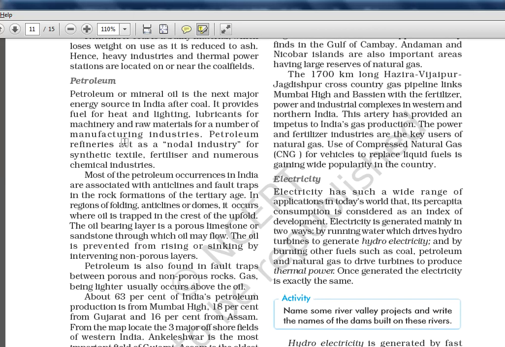Then again petroleum. Petroleum or mineral oil is the next major energy source after coal. India is trying to reduce the dependency anyway by using non-conventional methods. Petroleum refineries act as an anchor industry. Okay, and one correction I have to do, I'll correct it in my CTS series.